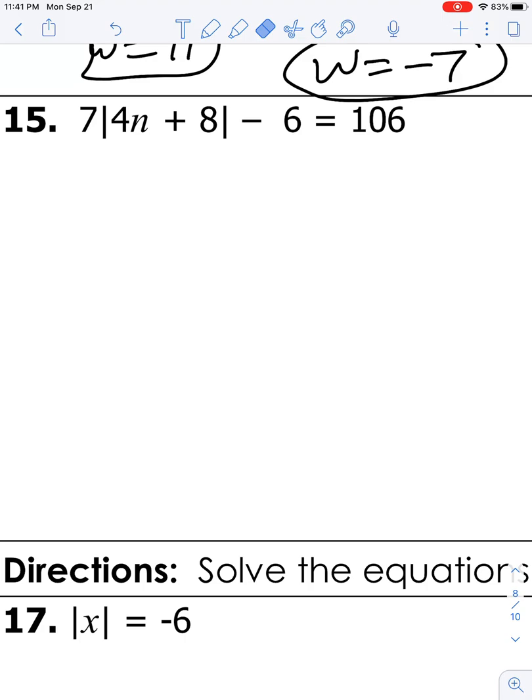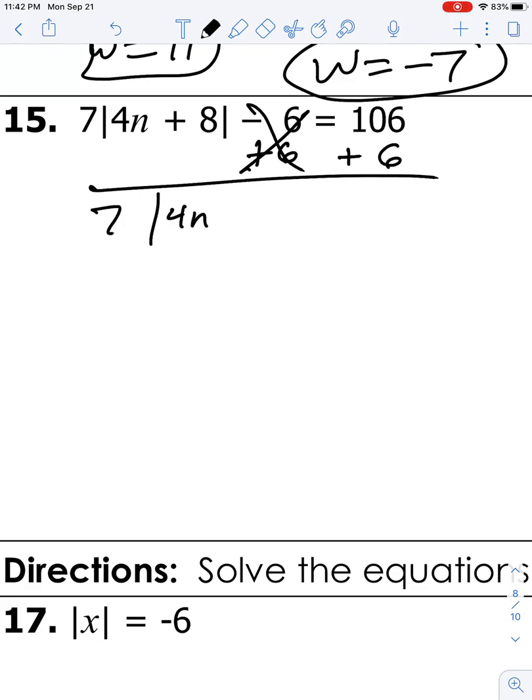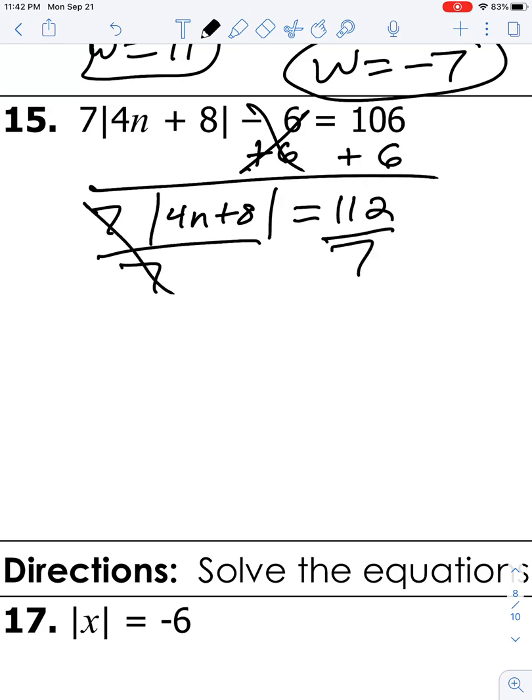So first thing that we're going to do is we're going to add 6 to the other side. That's now gone. We get 7 times the absolute value of 4n plus 8 now equals 112. Next thing we need to do is divide by 7 to get rid of that 7. So now we have the absolute value of 4n plus 8. All right, and then 112 divided by 7 is going to equal 16.